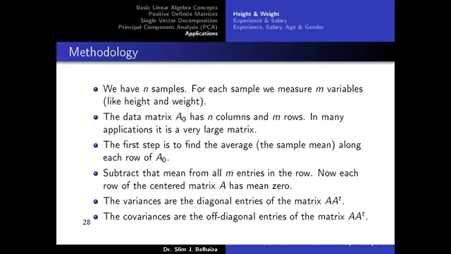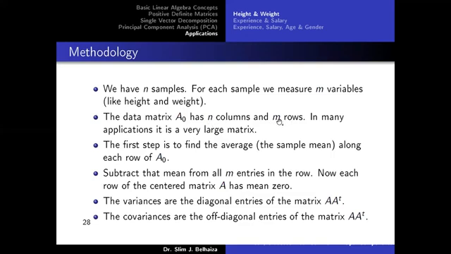So the main part now that is left is to talk about applications. And we have, alhamdulillah, some time left to talk about this methodology. So here we have 2 or 3 applications where we are going to apply these principles. So let me detail the methodology first. We have n samples, and for each sample we measure m variables. For example, m could be equal to 2 in the case of the height and weight problem. So the data matrix A0 has n columns and m rows. For example, you have 1,000 children, and you have m rows.